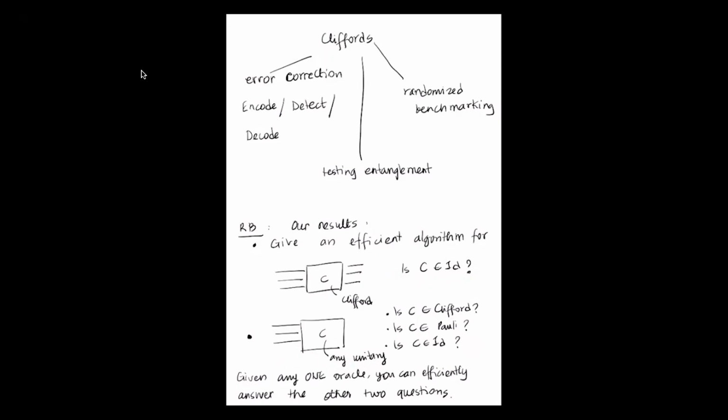So if you have an oracle that says that yes, your arbitrary unitary is an identity or not an identity, then you can also use that oracle to check if it's at least a Pauli or at least a Clifford. And this is where I will stop.